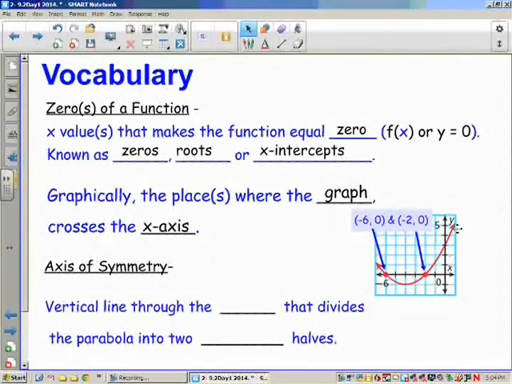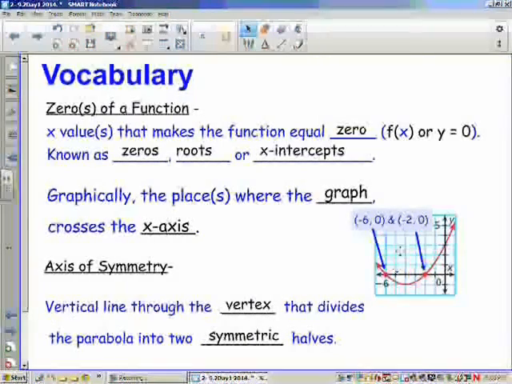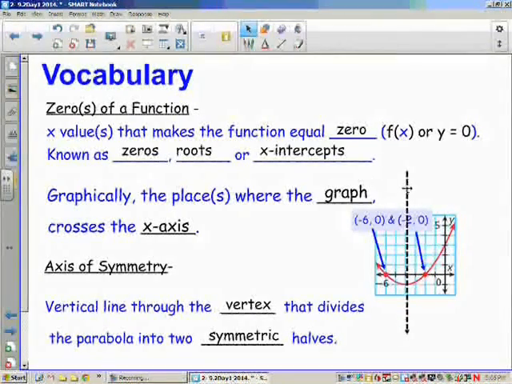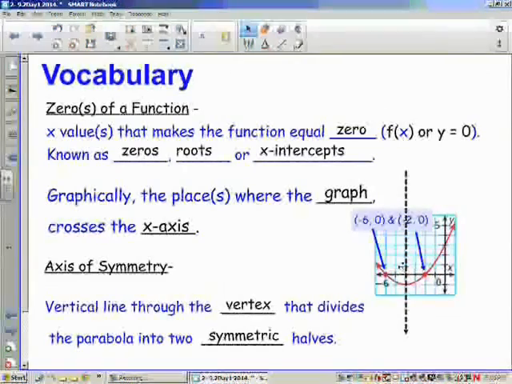If you look here, this is the graph of a parabola. It opens up, crosses the x-axis at -2 and -6. That means the input produces an output of 0. The axis of symmetry is a vertical line through the vertex that divides the parabola into two symmetric halves. That means that if you could draw a vertical line through the vertex, you would notice that the graph is identical on either side. So there's symmetry to the right or to the left of the axis of symmetry.